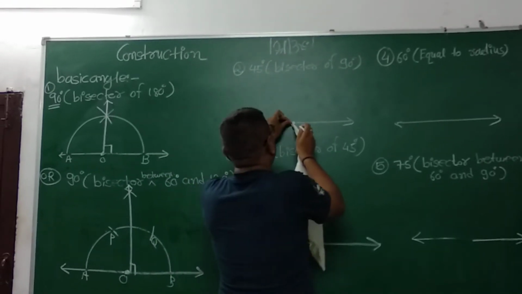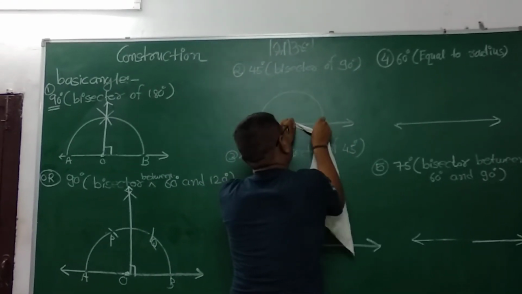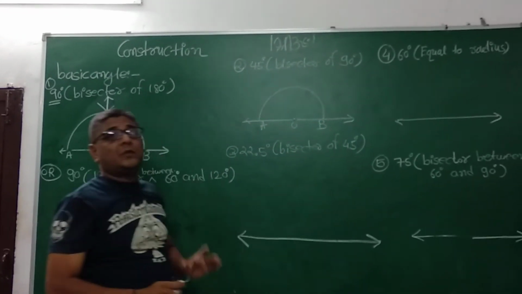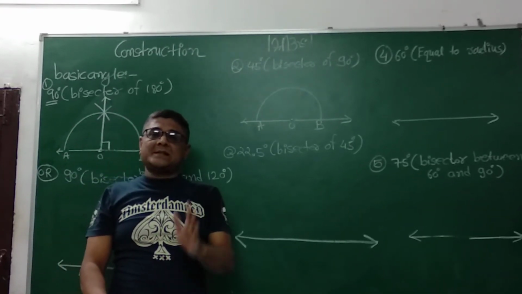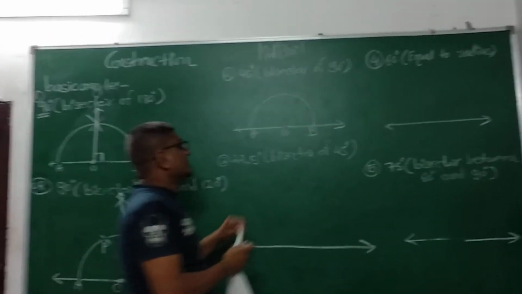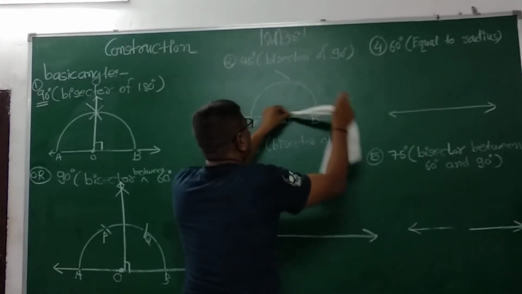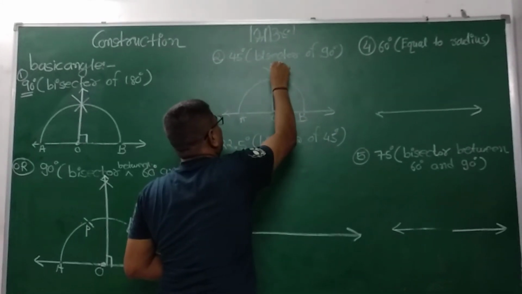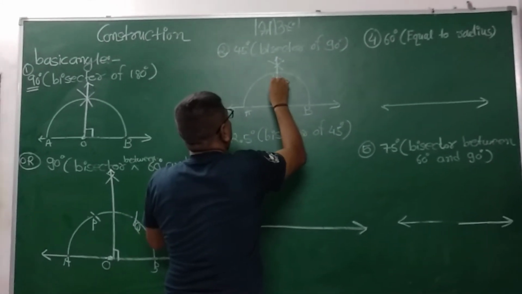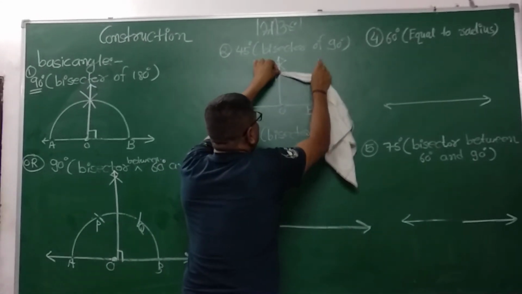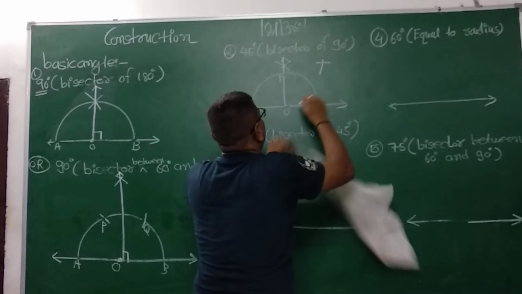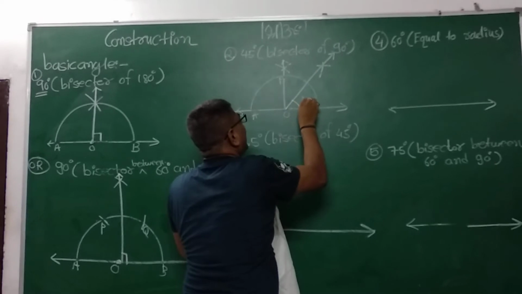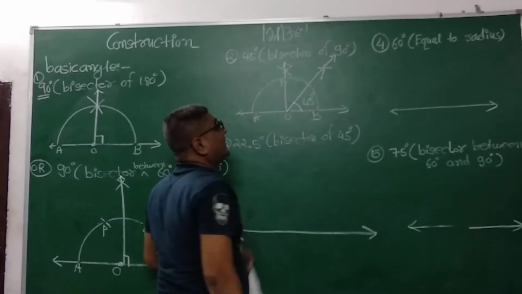So first we draw 90 degree. Now we draw the bisector. Bisector means divided into two equal parts. Angle bisector means angle divided into two equal parts. So again we draw 90 degree with the help of the rounder. This is known as 90 degree. Now this point is known as point P. We have to draw the bisector of it, and this angle is known as 45 degree.